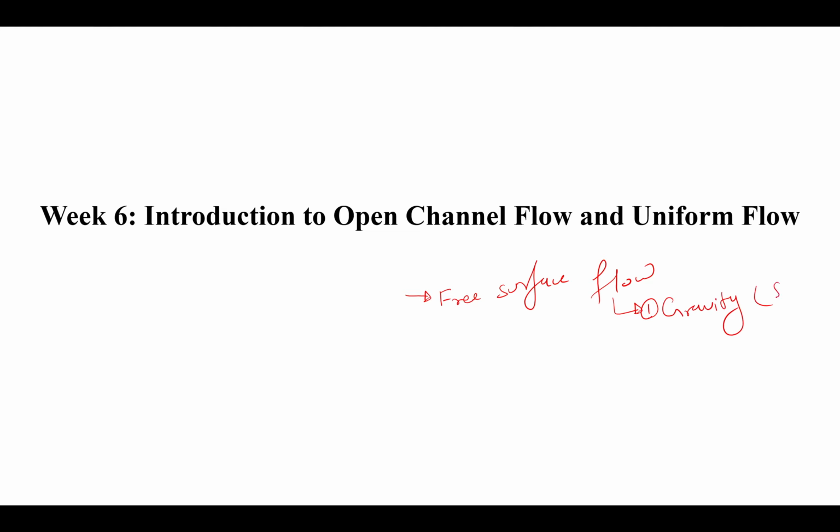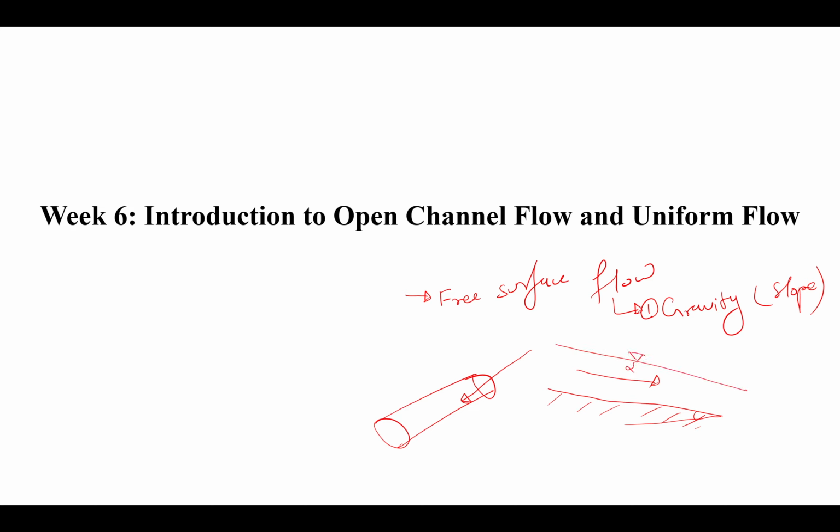That is the slope. In pipe flow, pressurized flow, it may flow in any direction because of the pressure. But open channel flow always flows in the downward direction if there is a slope, and the free surface will be there on top. And you all know the velocity distribution in case of pipe flow.